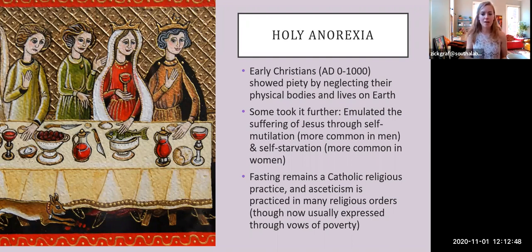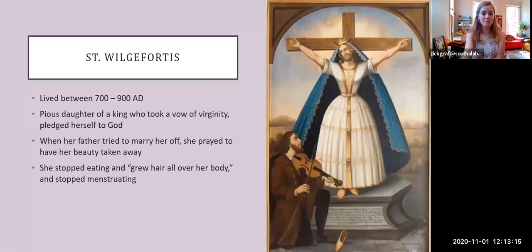And fasting does remain an important part of Catholic religious rituals, as well as religious rituals in many religions and cultures. And asceticism is still practiced in Catholic religious orders, although now the way that people show their neglect of their physical body is through vows of poverty, not through self-mutilation or self-starvation, just fasting and poverty. But anyway, that's a brief history of the relationship between the early church and fasting behavior.